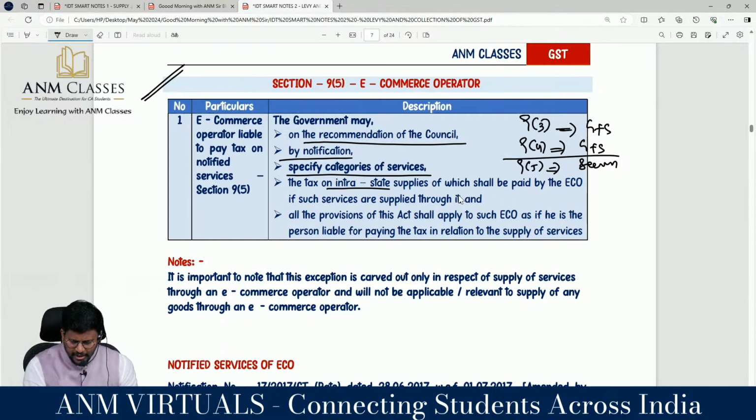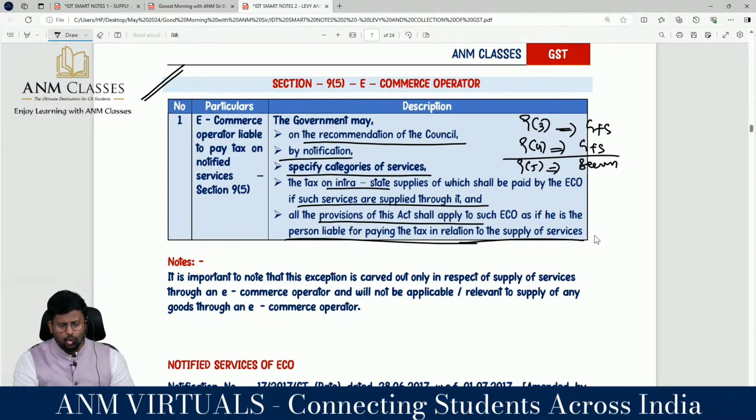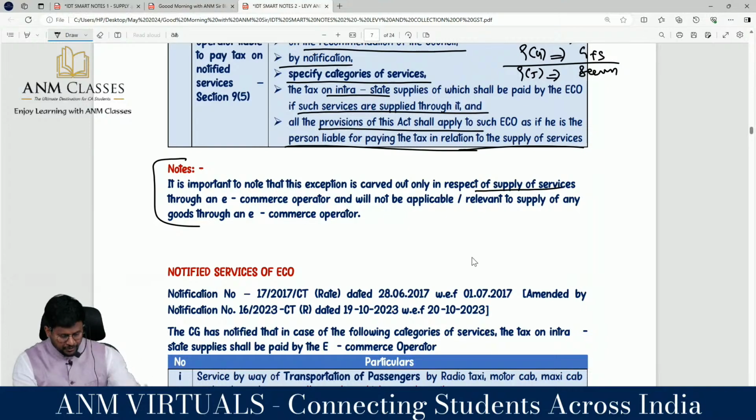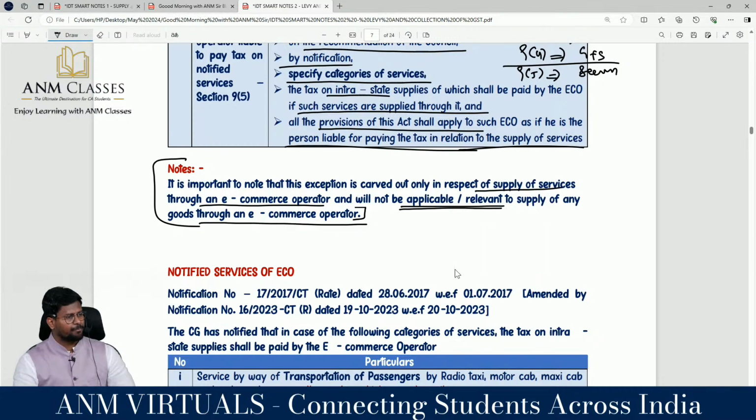Tax shall be paid by the e-commerce operator if such services are supplied through it, and all the provisions of this Act shall apply to such operator as if he is the person liable for paying the tax in relation to those services. It is important to note that this exception is carved out only in respect of supply of services through an e-commerce operator, and will not be applicable to supply of any goods through an e-commerce operator. That means 9.3 is of certain goods and services, and 9.4 is of certain goods and services.